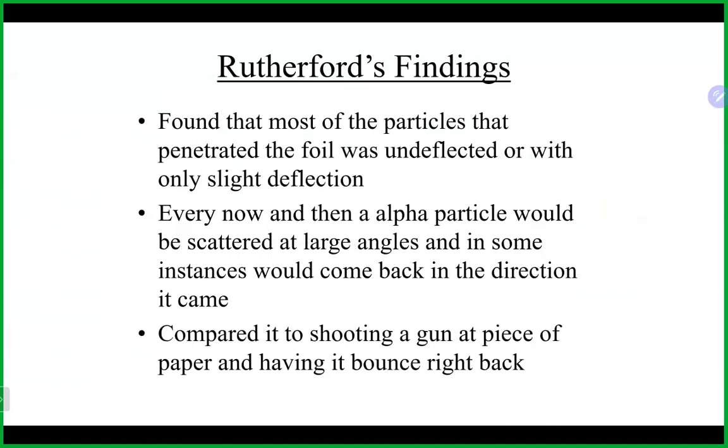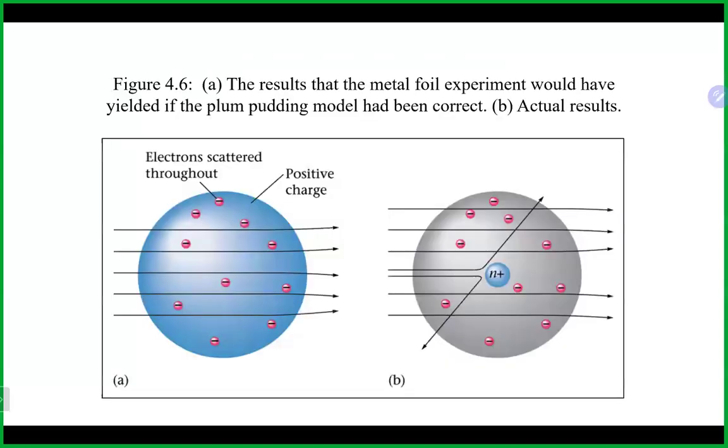So as I mentioned, they compared it to shooting a gun at a piece of paper and having the bullet come back. Again, it had to hit something that was super, super densely positively charged in order to cause that very fast moving, kind of heavy alpha particles to be bounced off at that really large angles. So on the left there, sort of what they thought they'd see based on the plum pudding model. Over here on the right, more what they saw.